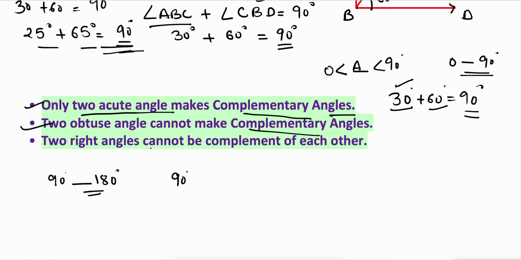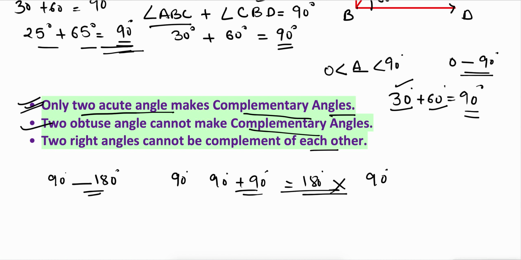Two right angles cannot be complements of each other, because if there are two right angles, their sum will be 180 degree, and for complementary angles the sum should be equal to 90 degree. So hence this is not possible. So only two acute angles can make complementary angles. Two obtuse angles and two right angles cannot make complementary angles. So these are the very important points which are asked in exams.